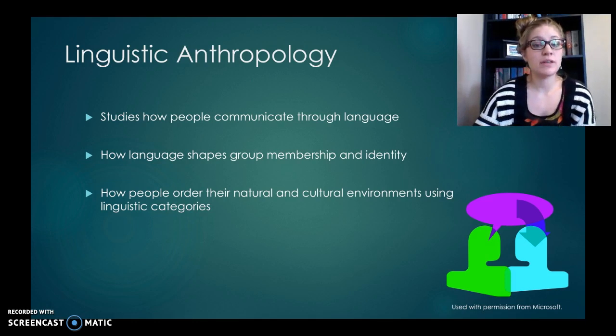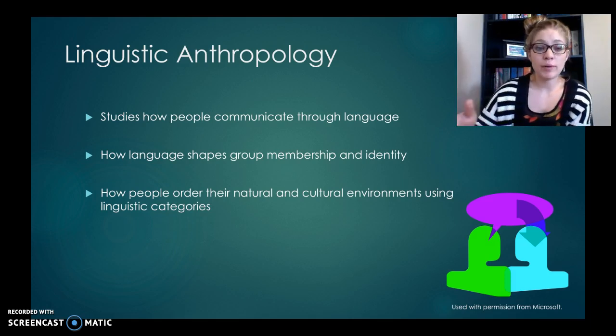Lastly, we have linguistic anthropology. This studies how people communicate through language. And how does language shape group identity and group membership? And how do we order our world using linguistic categories? We'll do an entire section on linguistic anthropology, so I don't want to dwell on it here. There are a couple different types of linguistic anthropology, descriptive or sociocultural. I believe your book mentions those in the first chapter, but we'll focus on that once we get to that section of the class.